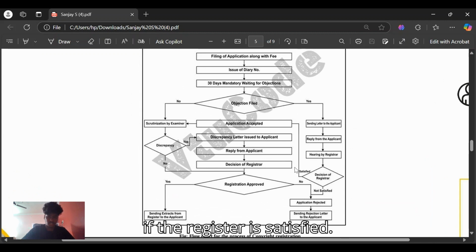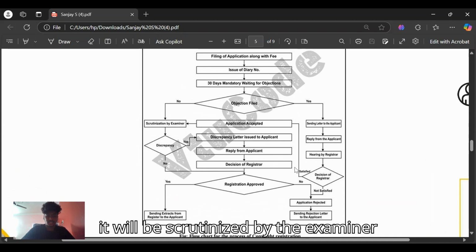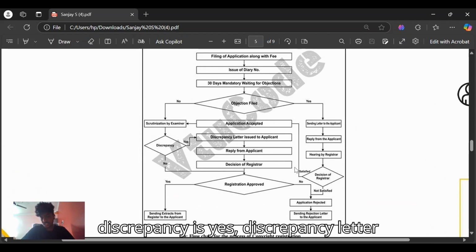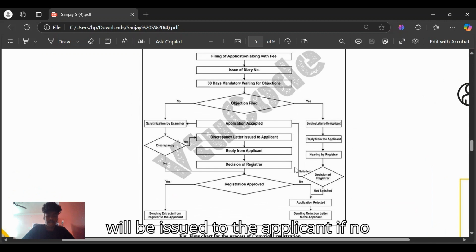If the Registrar is satisfied, the application will be accepted. If not, the application will be rejected. If no objection is filed, it will be scrutinized by the examiner for discrepancies. If there is a discrepancy, a discrepancy letter will be issued to the applicant. If not, the application will be approved.